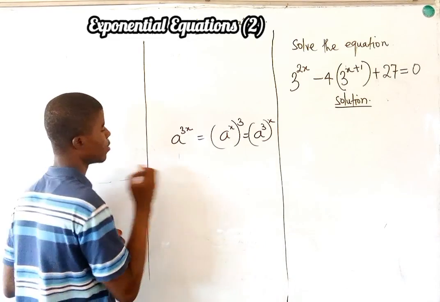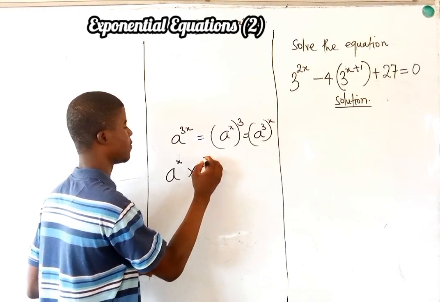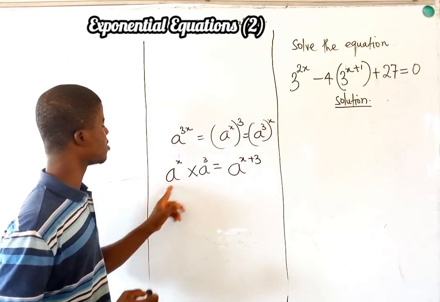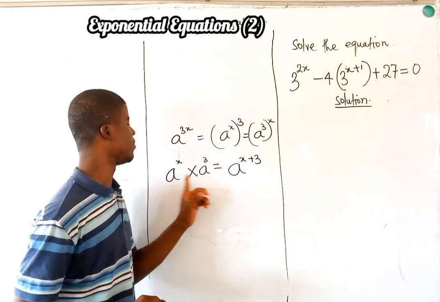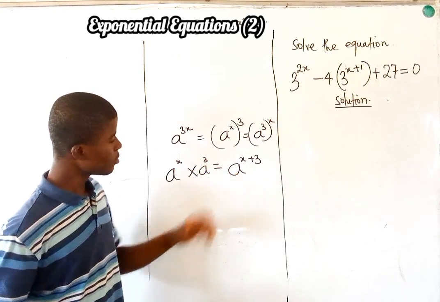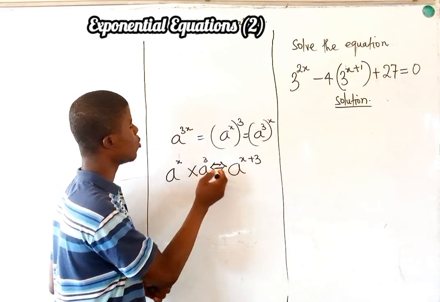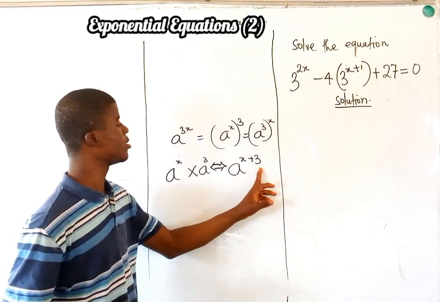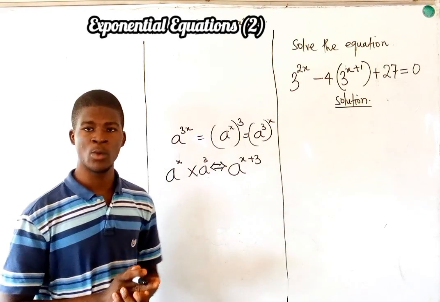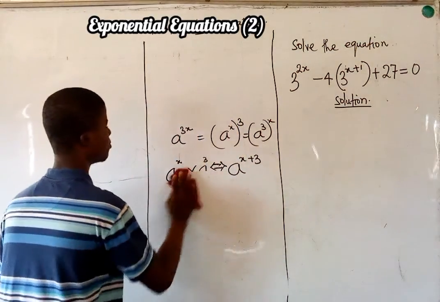And you can also recall that from indices, a to the power of x times a to the power of 3 is equal to a to the power of x plus 3. That's when the bases are the same and they are joined by multiplication, keep the base, and you add the indices. So these laws work forward and backward. You can operate this one backward and this forward, anyhow you want. So these two principles will be needed to simplify this expression. Now let's go.